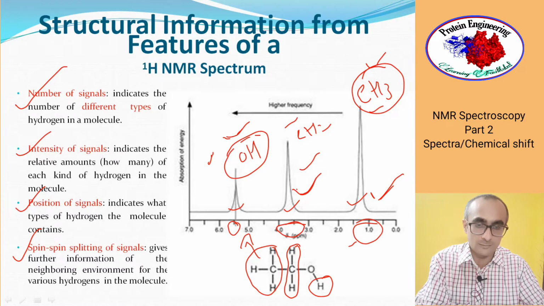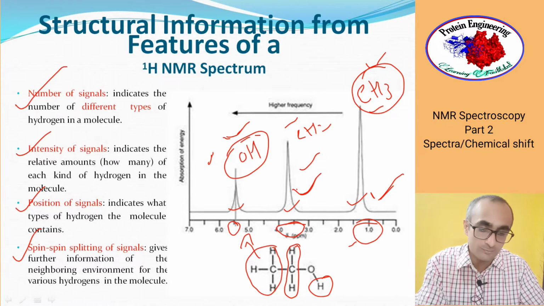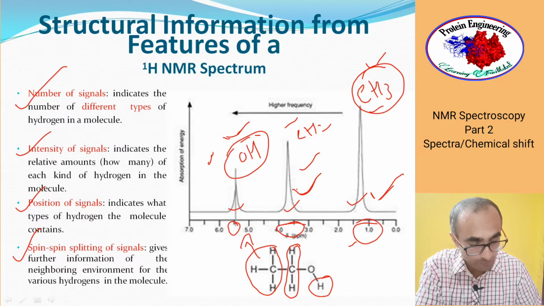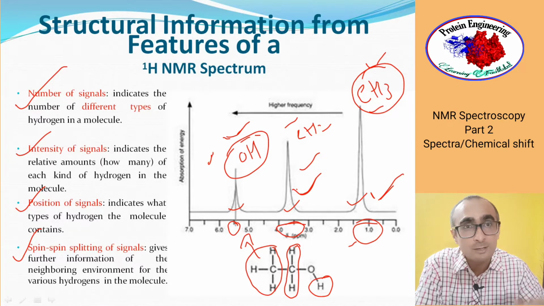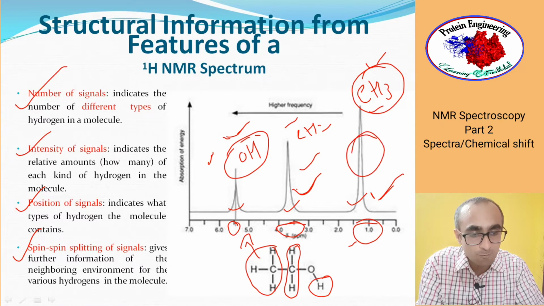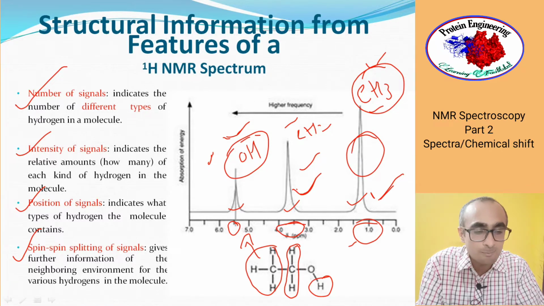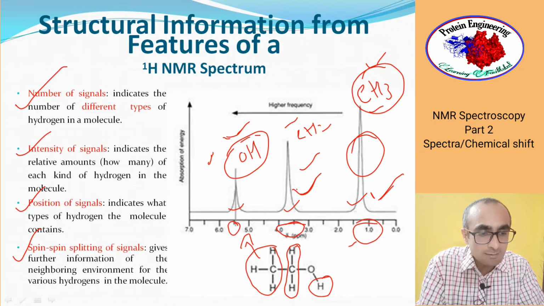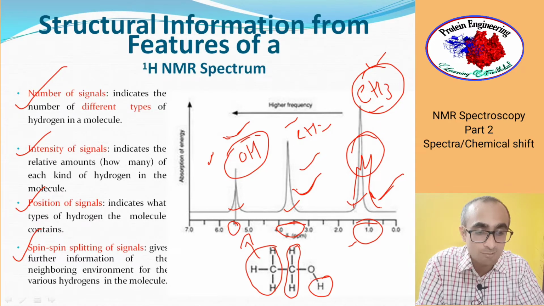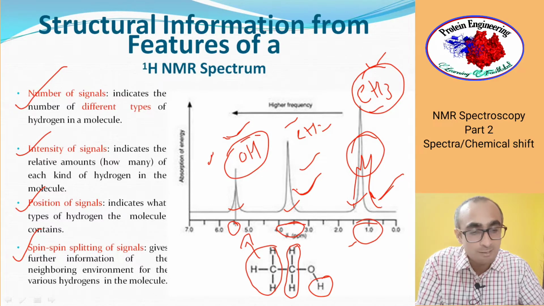So spin-spin splitting gives more precise information about the neighboring environment of a proton, like how many protons there are nearby. For example, if we magnify the peak of the methyl group, this is not a single peak; we will see that it is a triplet. It will be split into 3 portions. We'll discuss that in the next lecture in more detail. That simply means there are 2 protons in the neighborhood of the methyl group in this molecule.